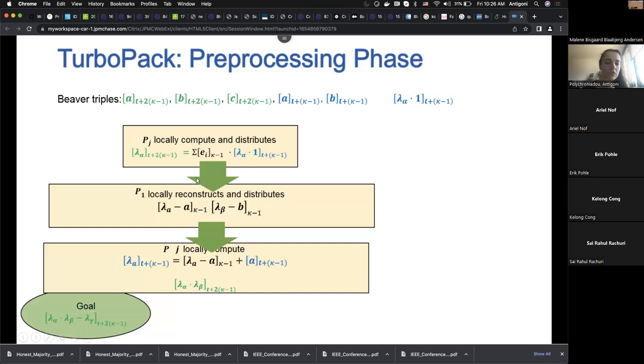So this is the process on how we can generate the lambda values, and then how to generate the Beaver triples. I don't have it on the slide, but we are also generating these sharings, and because they're packed sharings, we have to accommodate for that. But I'm not going to show you in this talk how to generate those sharings.